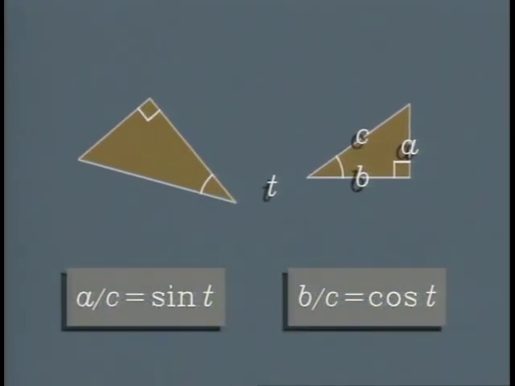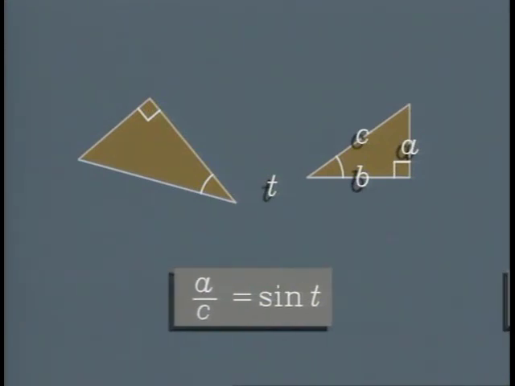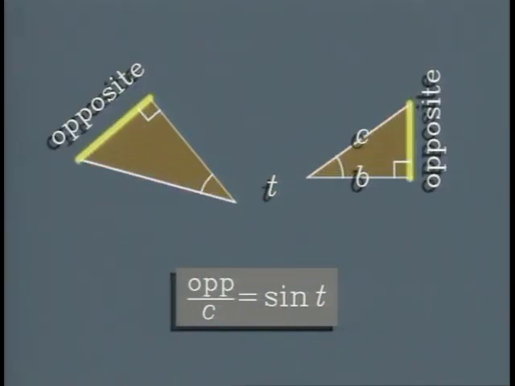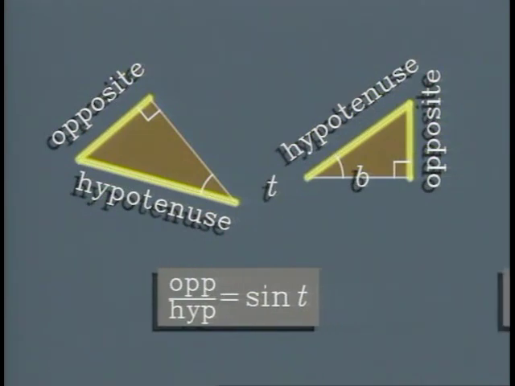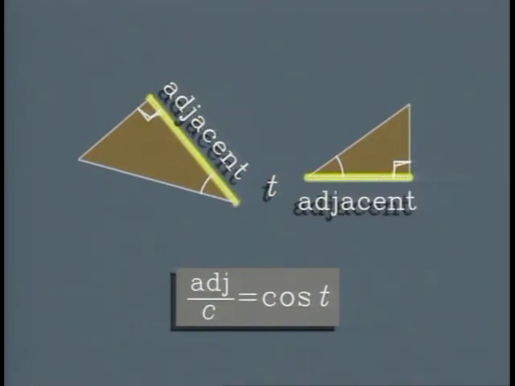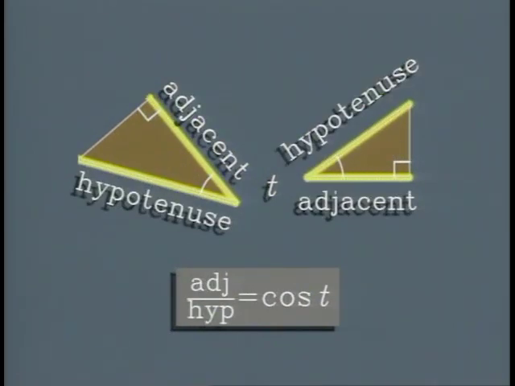If the right triangle is oriented differently, it's easy to remember the ratios by thinking of them this way. The sine of this angle is the length of the side opposite the angle divided by the length of the hypotenuse. And the cosine of the angle is the length of the side adjacent to the angle divided by the length of the hypotenuse.